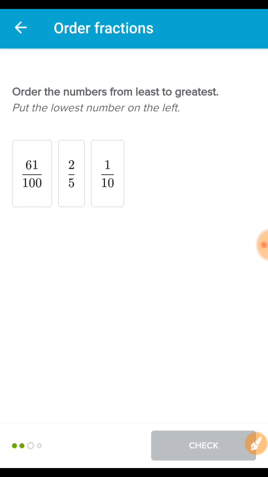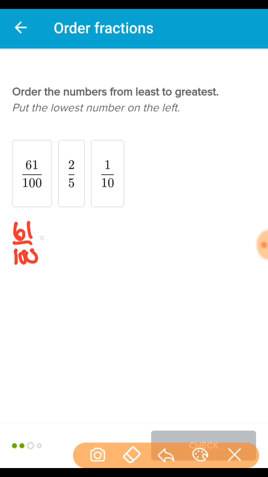Let's try another one. This one is actually easy because I can automatically see that 100 is divisible by both 5 and 10. So that means that I can rewrite them as equivalent fractions. So 61 over 100. I don't have to do anything to that, so I just rewrite it as 61 over 100.